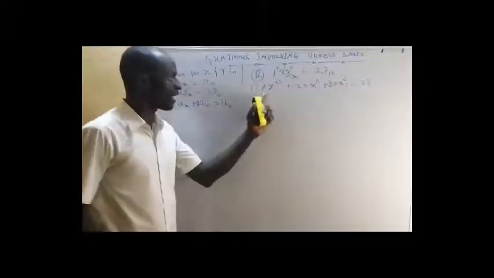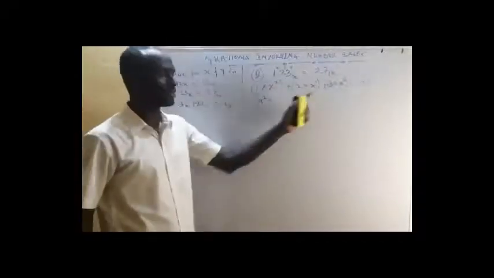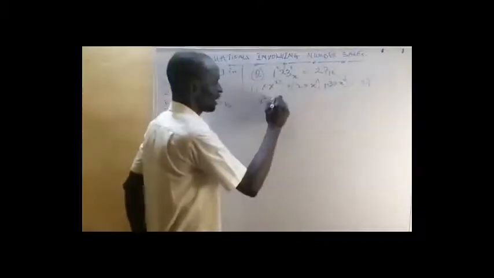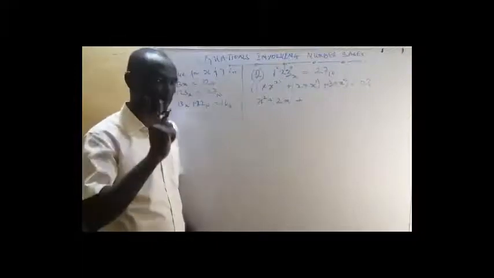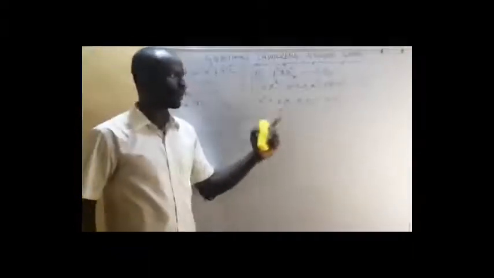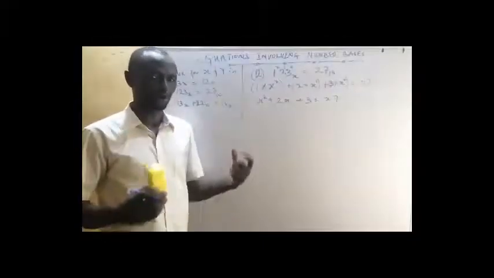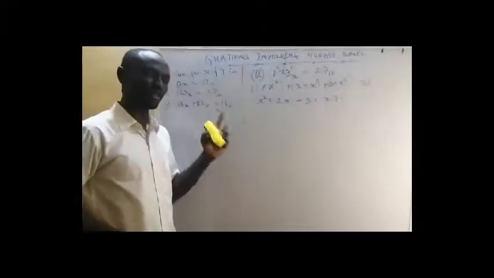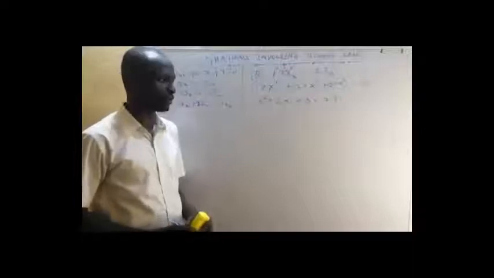So x raised to power 2 is x squared, plus 2 times x raised to power 1, that's 2x, plus 3 times x raised to power 0. Anything raised to the power of 0 is 1, and 3 times 1 is 3, equals 27. When you look at this, I have x squared plus 2x plus 3 equals 27. What does this remind me of? It reminds me of a quadratic equation. Unlike the first one, which was a linear equation that was easily done, here we have a quadratic equation.